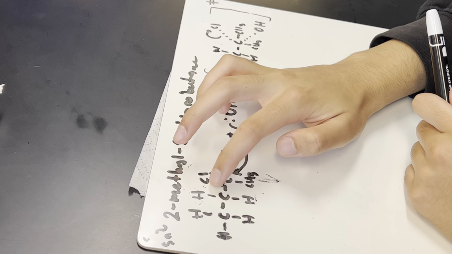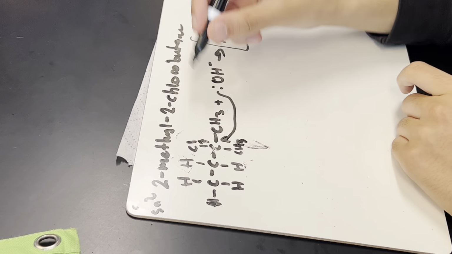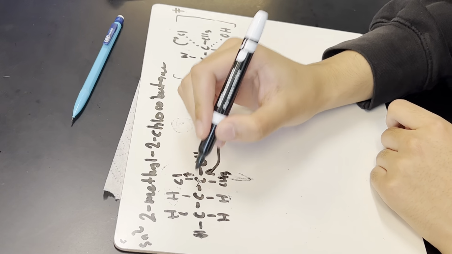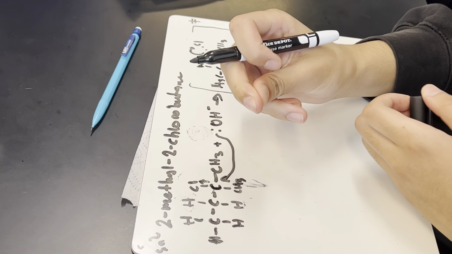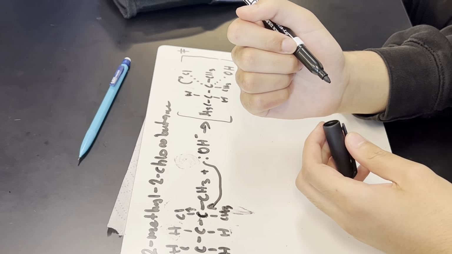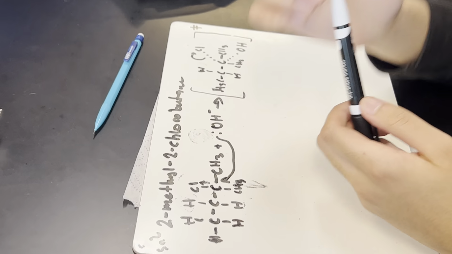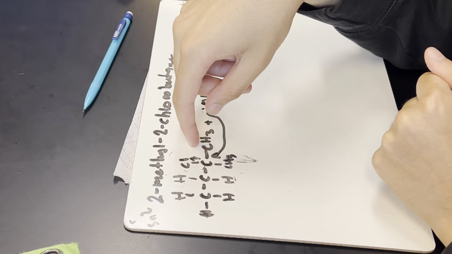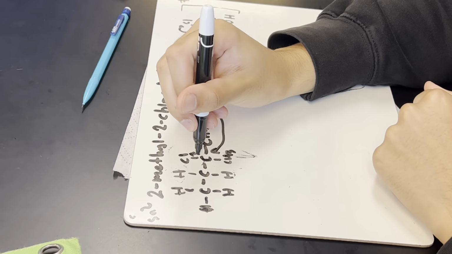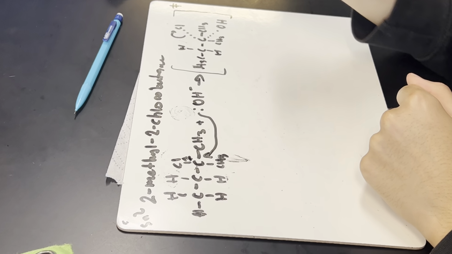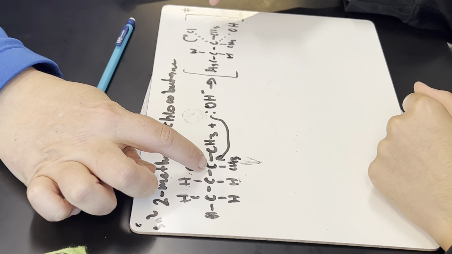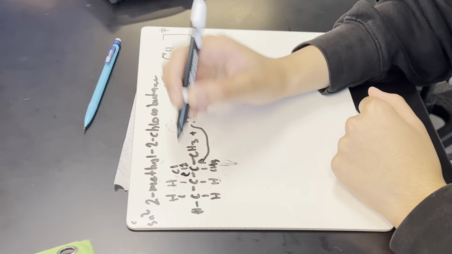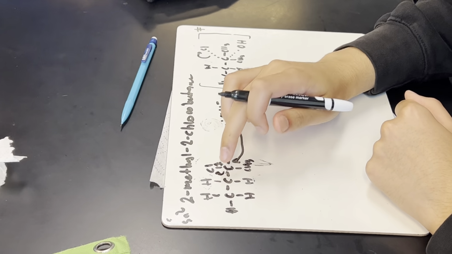You need the partial. That'd be a polar bond, right? And so you also need to show the chlorine leaving, so you need to have an arrow there. And the arrow needs to start at the bond and go to the chlorine.